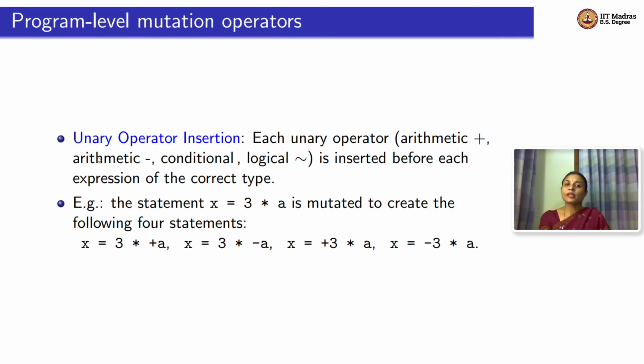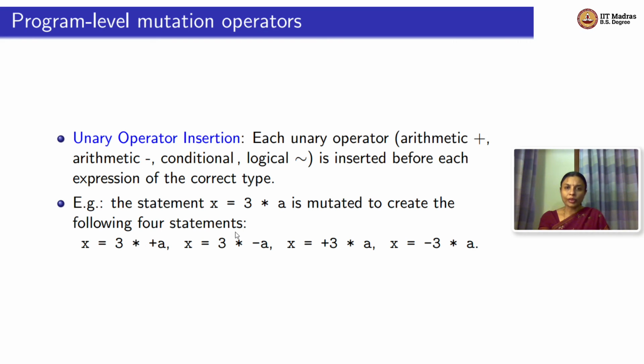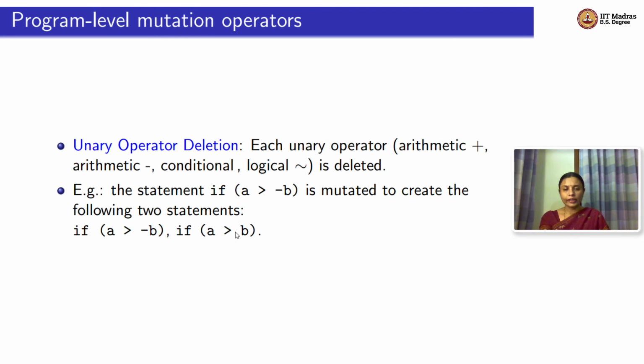Similarly, I could insert a unary operator like a negation or a conditional or a logical and so on. So suppose I had x is equal to 3 into a, I could write it as x is equal to minus 3 into a, 3 into minus a, and so on. I could also delete unary operators. Like for example, if I had if a greater than minus b, I could delete the minus to create if a greater than b. Or I could add the minus here, like unary operation insertion, unary operation deletion.